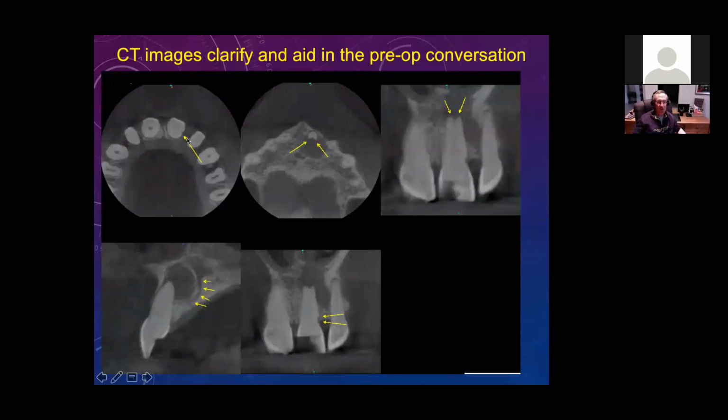The scan just shows the cervical resorption, the apical resorption, and the apical resorption makes the endo less predictable. Fairly large radiolucency.